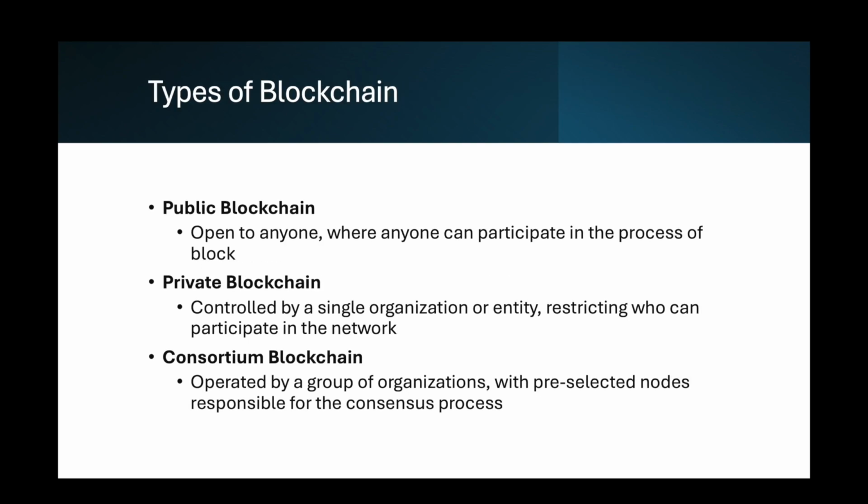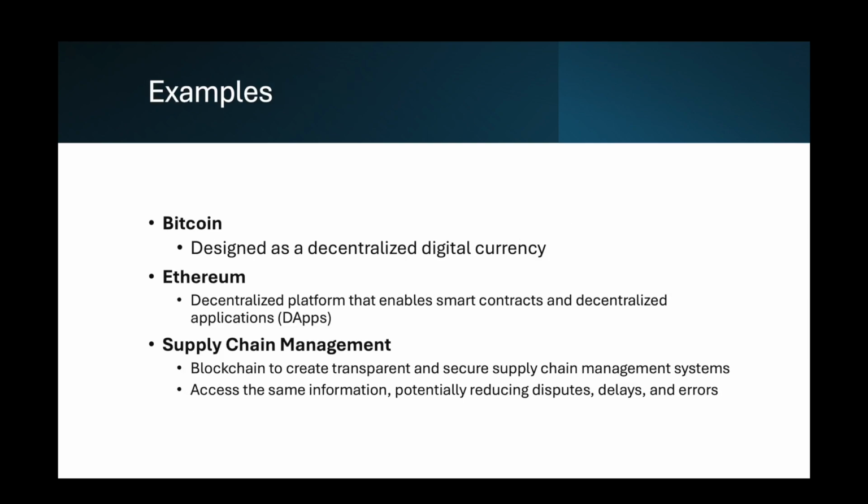Types of blockchain. Public blockchain, open to anyone, where anyone can participate in the process of block verification. Private blockchain, controlled by a single organization or entity, restricting who can participate in the network. Consortium blockchain, operated by a group of organizations, with pre-selected nodes responsible for the consensus process.